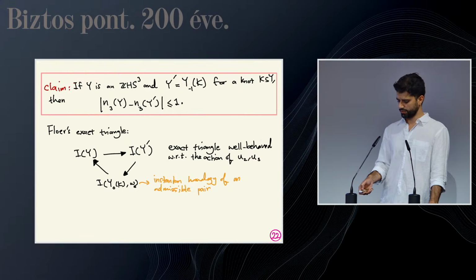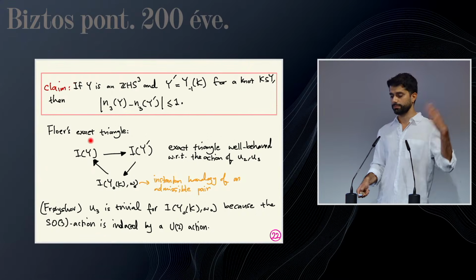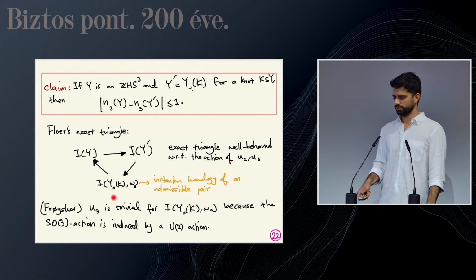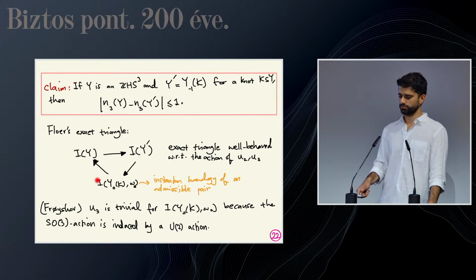And this exact triangle is compatible with the action of U2 and U3. So the observation that is due to Floer is that U3 for these guys is trivial, for these so-called admissible pairs. The reason is that secretly these theories are not SO3 theories. They can be lifted into some U2 theories. There's a U2 action going on there, and then you look at the associated SO3, you can see that the action of U3 is 0.